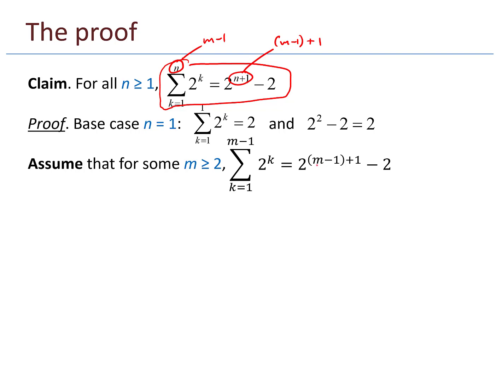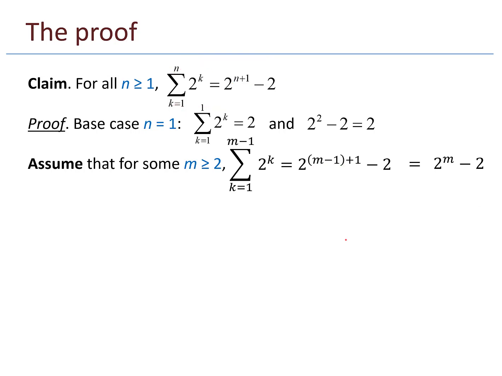Let me just simplify that exponent a little bit. And so I get 2 to the m minus 2. Well, now what? Now I want to establish that the summation going all the way up to m actually satisfies the closed formula as well. So I do the trick like on a couple slides ago where I pull out all the terms except for the last term. So I take my summation up through m minus 1, and then I have to add on the last term. In this case, the last term will be 2 to the m.